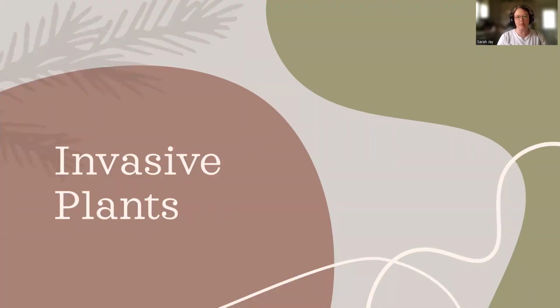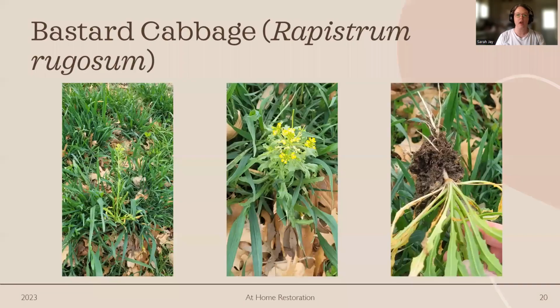Let's identify some invasive plants. Sadly, a lot of these are really pretty, and they might even be ones that you enjoy. But the issue here is that they are making it difficult for the native ecology to keep a foothold. So first we've got bastard cabbage. This particular plant has a long taproot. I don't know if you can see. Yeah, you can see me doing this. It has a long taproot that when it gets older becomes really fibrous and it breaks easily.